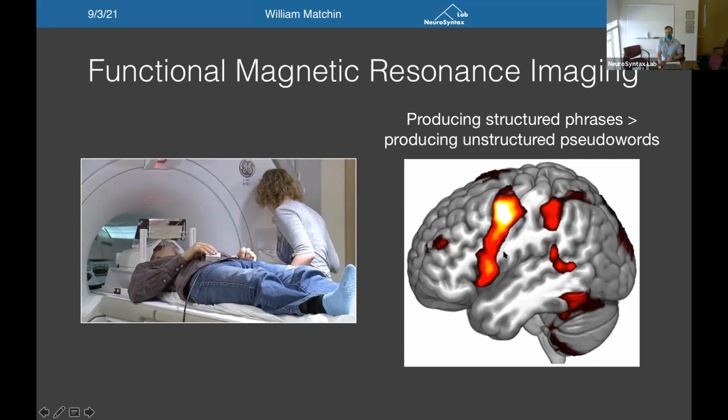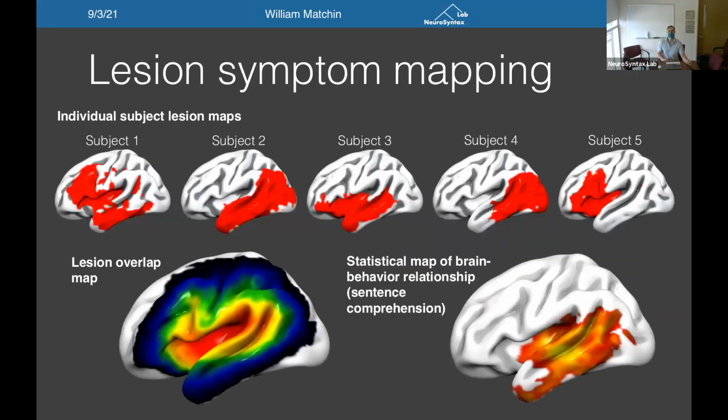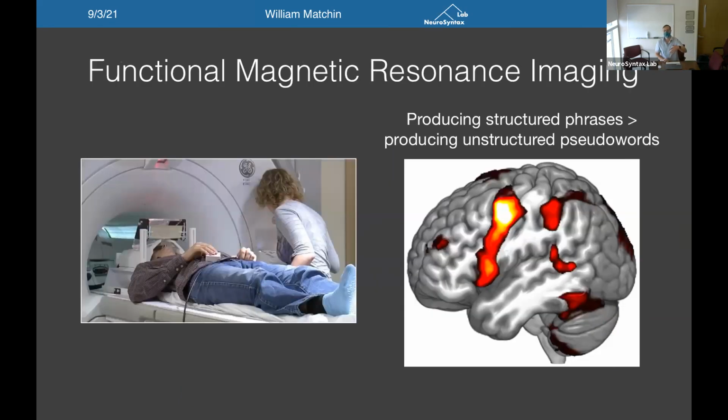So it's a nice complement with the lesion symptom mapping and aphasia. We get a picture of what areas are damaged when a subject has difficulty doing something like producing or understanding a sentence. But with fMRI, we can look at which brain areas are active when the subject is doing these kinds of tasks, right?